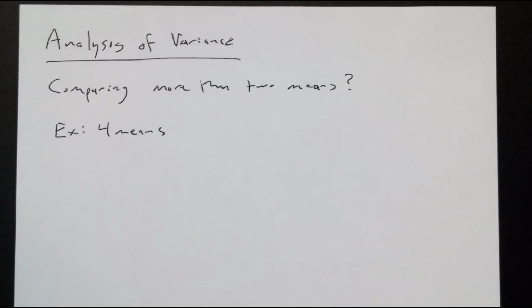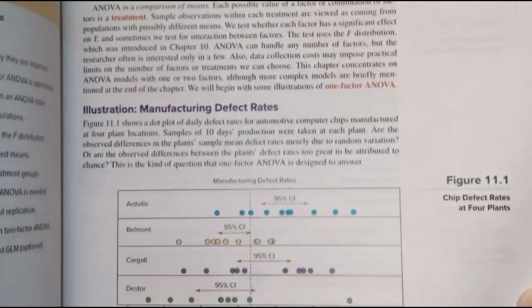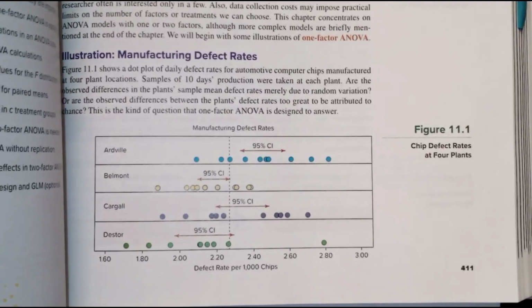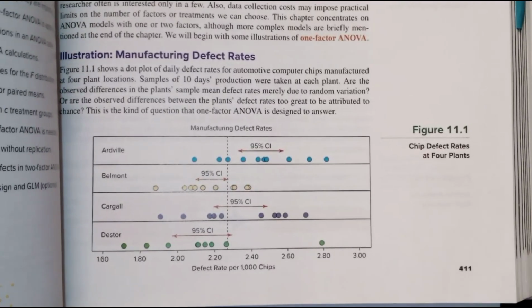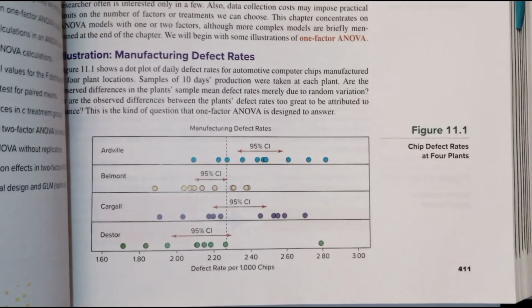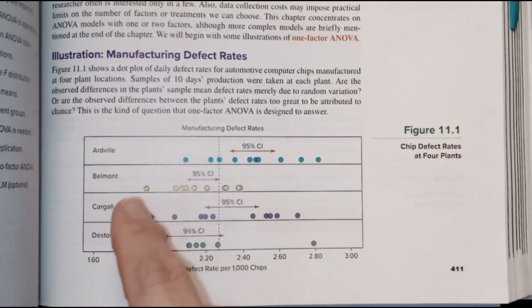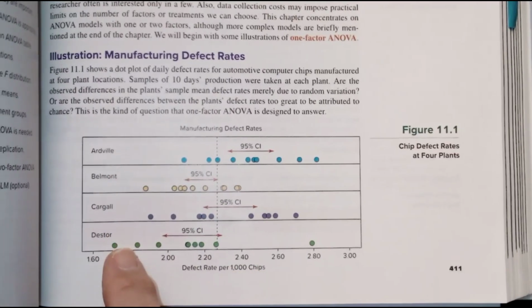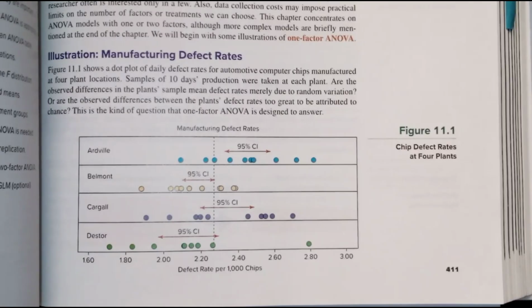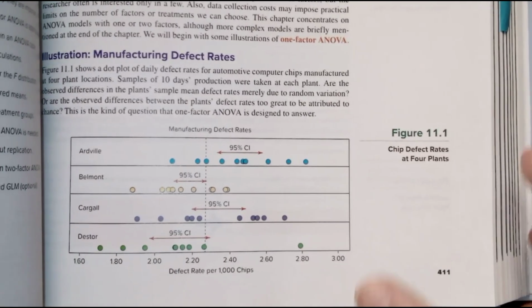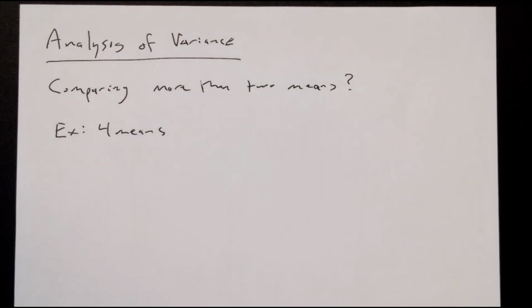At the bottom of page 411, I see this. There's an average, there's a confidence interval for each of them, and I want to know, does it matter whether I'm at the Belmont plant or the Cargill plant or the Ardville plant or the Dester plant as to how many defects come out on average? So suppose I've got 4 means, and I want to compare them all.